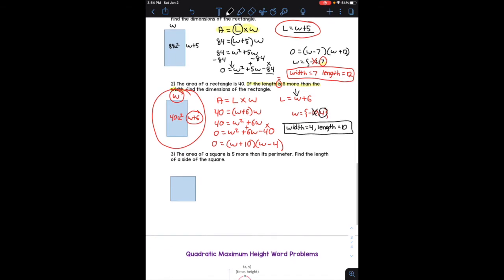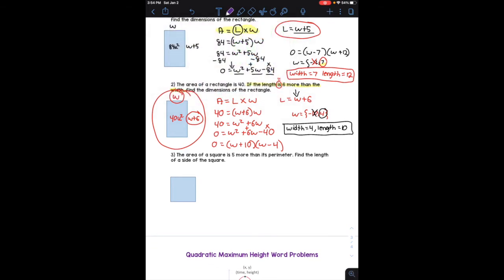Let's go ahead and take a look at the third problem here. We have the area of a square is 5 more than its perimeter. So we need to find the length of each side of the square. What do we know about squares is that each side is the same. So here we know each side is going to be the same value that we'll call x, since that's what we're looking for. Again, the area, they tell us in the first sentence, is 5 more than the perimeter.